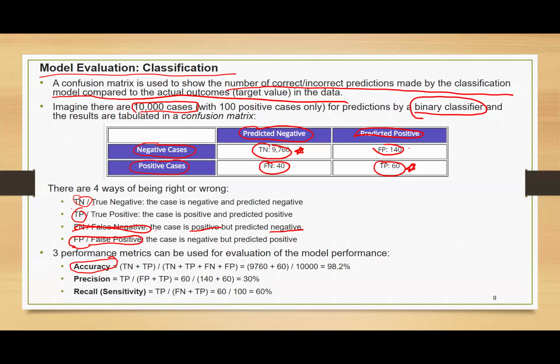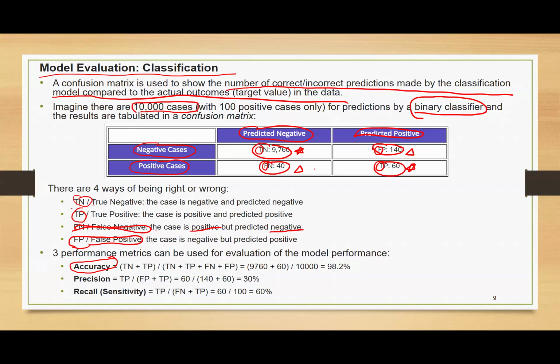And the false positive and the false negative are the mistakes the classifier made. So to understand it more easily, every time you say false, no matter whether it's false positive or false negative, it means the classifier made a mistake. And if you say true, true positive and true negative, it means the classifier is correct.